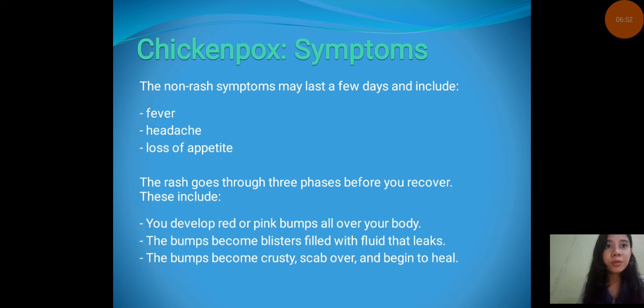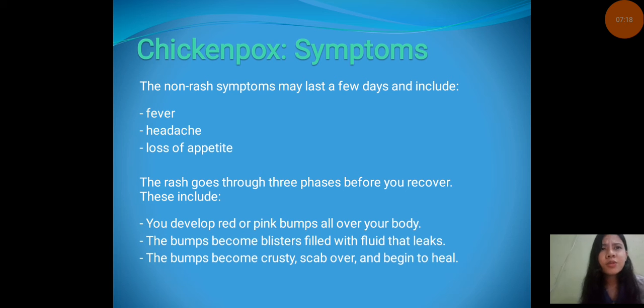1 or 2 days after you experience the symptoms, the classic rash will begin to develop. The rash goes through 3 phases before you recover. This includes: you develop red or pink bumps all over your body. The bumps become blisters filled with fluid that leaks. And the bumps become crusty, scab over, and begin to heal.